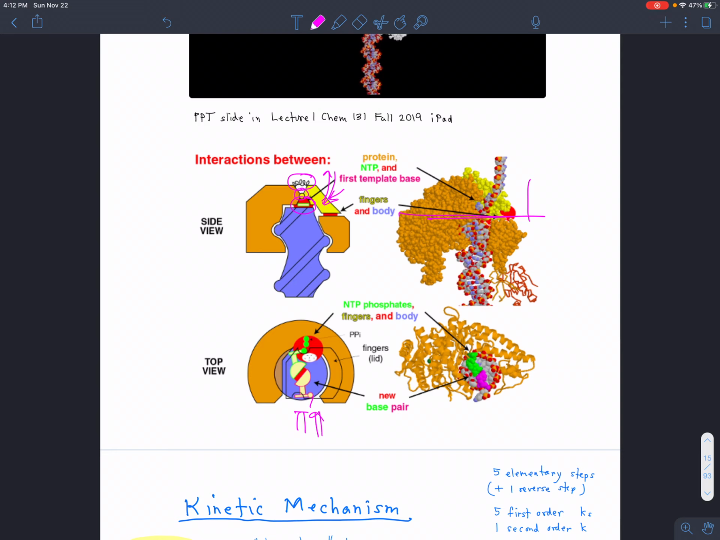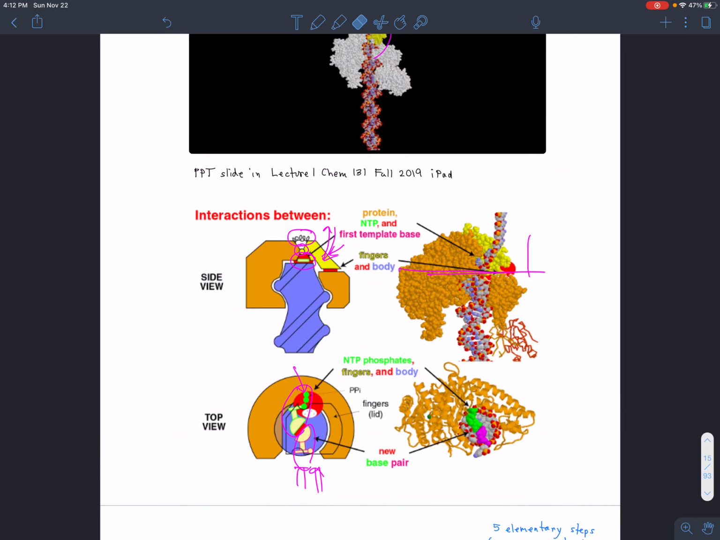Here is the template base that's being copied. Here's the nucleotide. There's the triphosphate, right, the 3 dots, the 3 phosphates that's coming in right now. And these little red zones that you see in the picture, those are areas of interaction, lots of interaction in the nucleotide, as you can imagine. We'll talk a little bit more about that.